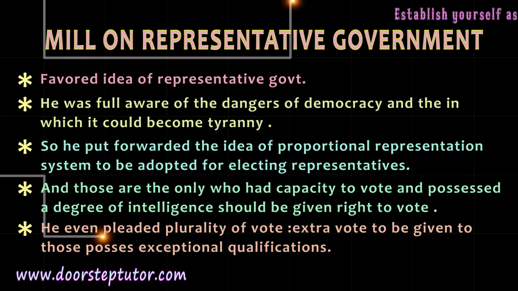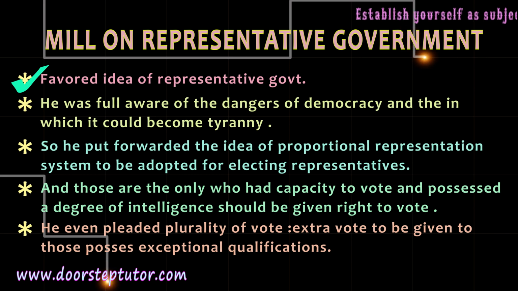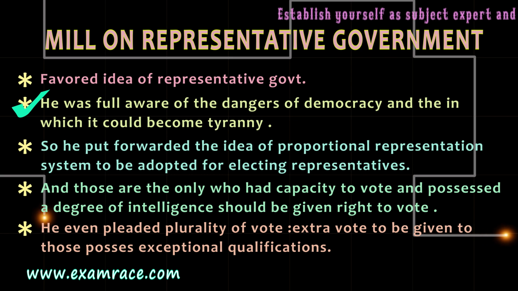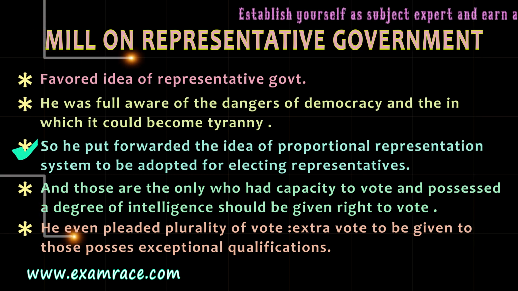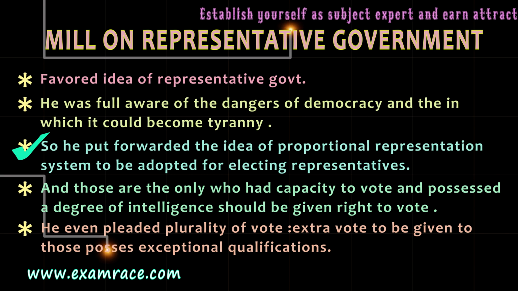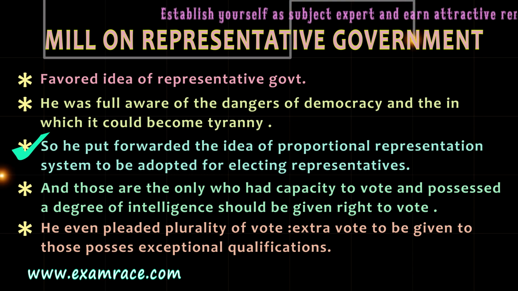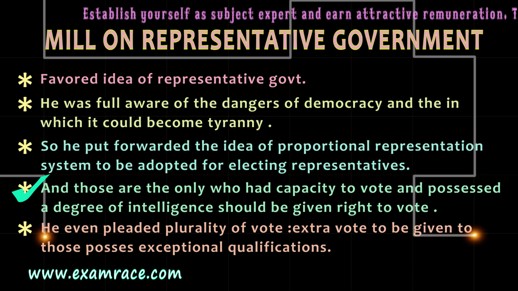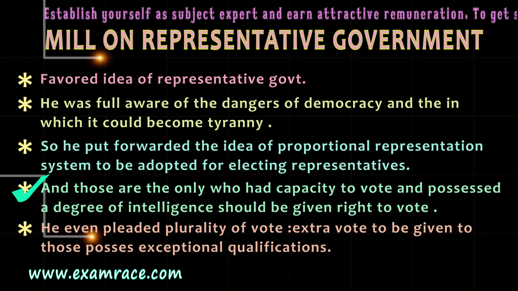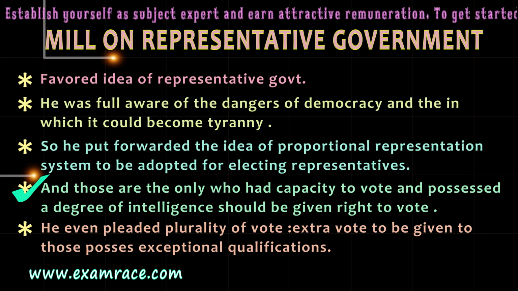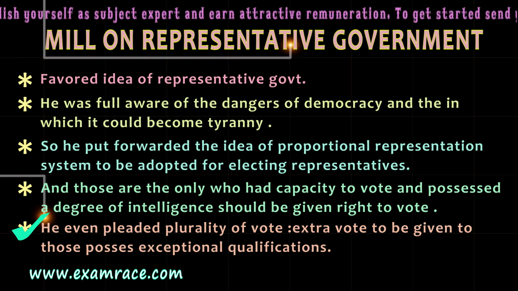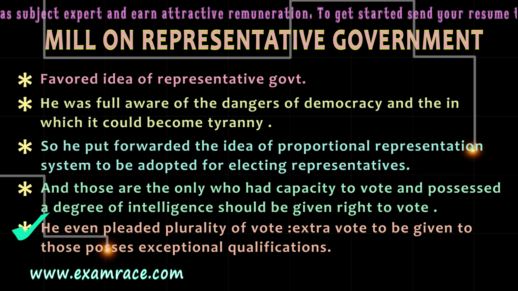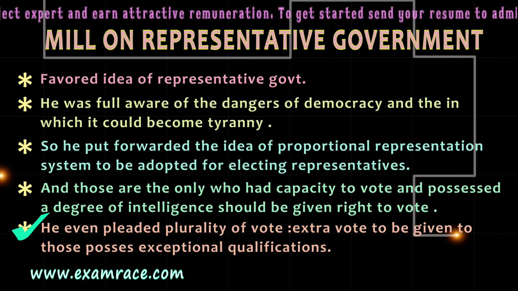Mill on representative government. He favored the idea of representative government. He was fully aware of the dangers of democracy and the way in which it could become tyranny. So he put forward the idea of a proportional representation system to be adopted for electing representatives, and those who had the capacity to vote and possessed a degree of intelligence should be given the right to vote. He even pleaded for plurality of vote, extra votes to be given to those who possess exceptional qualification. That is what he meant by plurality of votes.